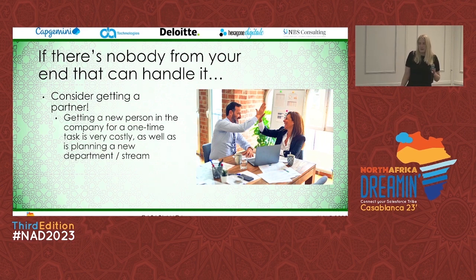And also, getting a new person in the company is very costly, and if you want to have an additional stream of income, it should be planned with much more planning, and it would also be a really long process for you to get that or to become a partner or whatever. So definitely we had to get somebody from the external side.